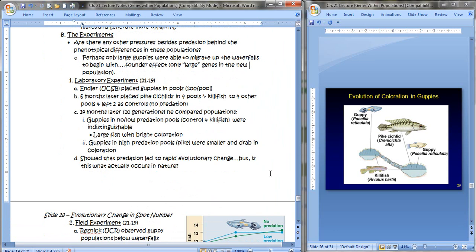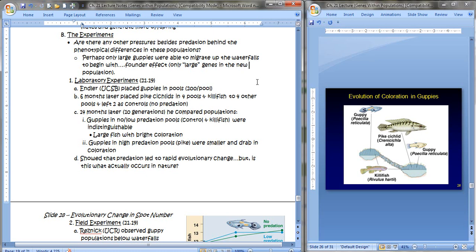So what about the lab experiment? Endler, now at UC Santa Barbara, placed guppies in pools, about 200 per pool. He had a total of 10 pools. Then 6 months later, he placed pike cichlids in 4 of the pools, killifish in 4 other pools, and left 2 pools as controls with no predation. 14 months later, 10 generations, he compared the populations.